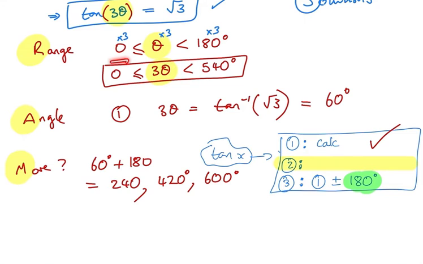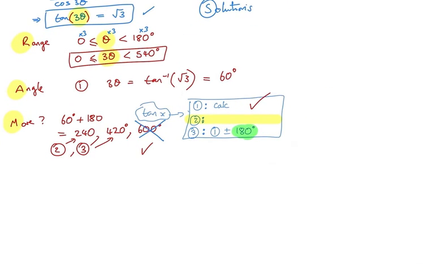Now, at this point, we go back to our range. Remember, we're dealing with 3 theta here, and it needs to be between 0 and 540. So that means that 600 degrees is too big, okay? It's outside of the range. So we've got our angle 2 and our angle 3 here, haven't we? And so we found our extra angles. And now, finally, we can come to the S of RAMS, which stands for solutions.